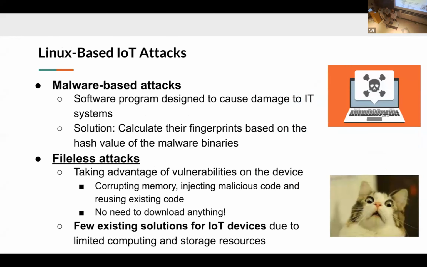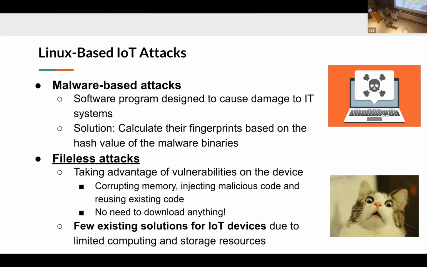To better understand this paper, I want to introduce some useful background. The first one is that Linux-based IoT attacks can fall into two categories. The first one is malware attacks. Malware is a software program or file that's designed to cause damage to IT systems or help the hacker get access to the IT environment. The attackers have many techniques to install and launch the malware on the system. However, there are some solutions to handle this problem. In this paper, the researchers said they can calculate the malware's fingerprints based on the hash value of their binaries.